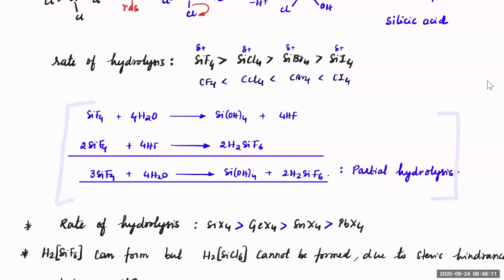For fluorides only, the partial hydrolysis will take place. In the case of chlorine, bromine, and iodine, complete hydrolysis will take place. That means it will convert into silicic acid and HCl, HBr, or HI.